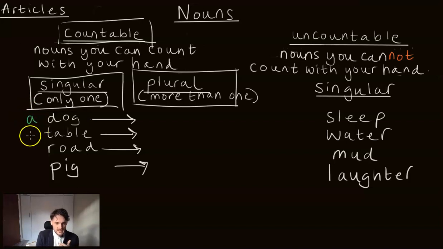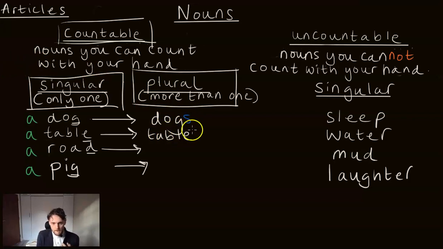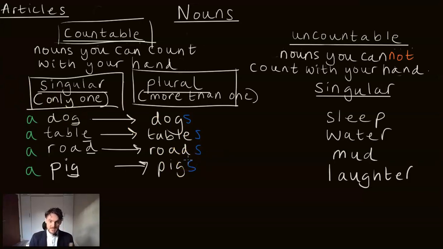For example, a dog, a table, a road, a pig. Okay, we just leave the word as it is. We don't add anything to it. But if it was plural, more than one, we would say dogs, tables, roads, or pigs. Okay, so to put it very simply, that's the difference.